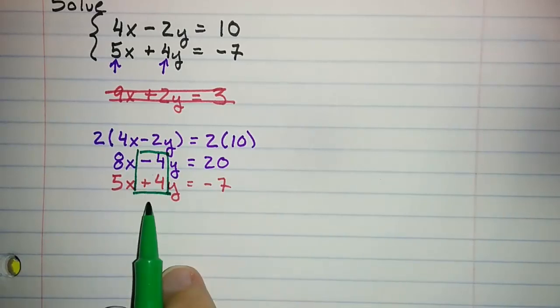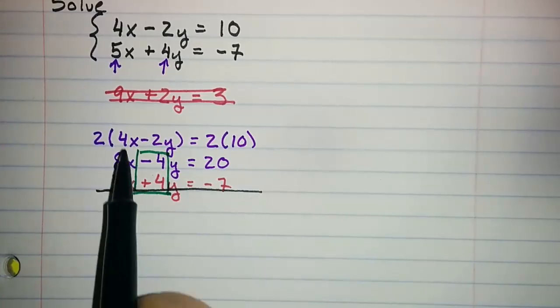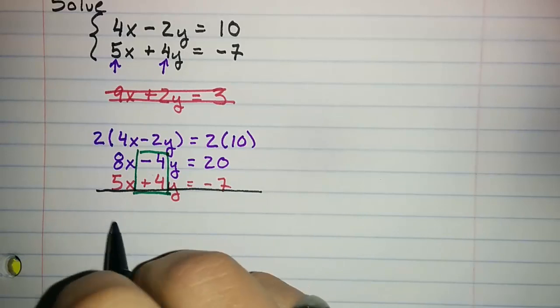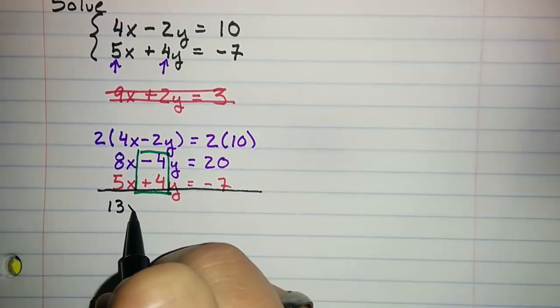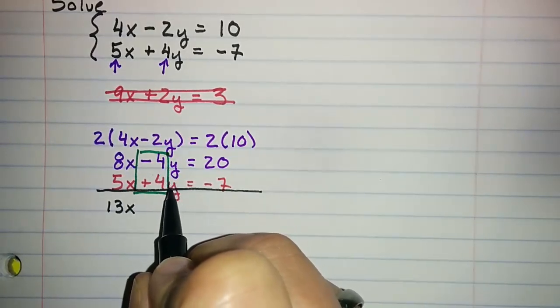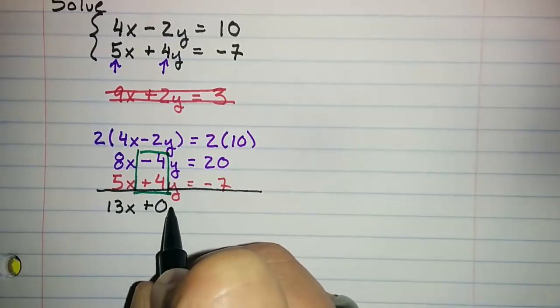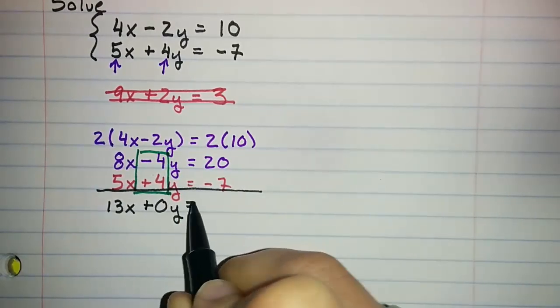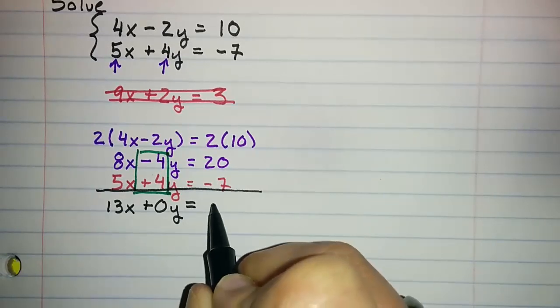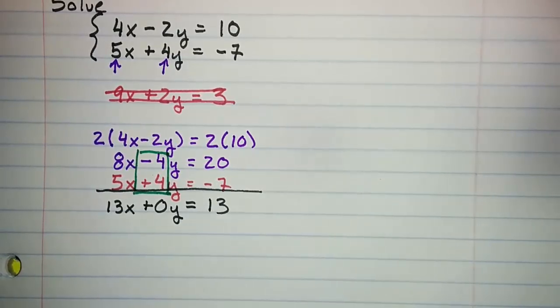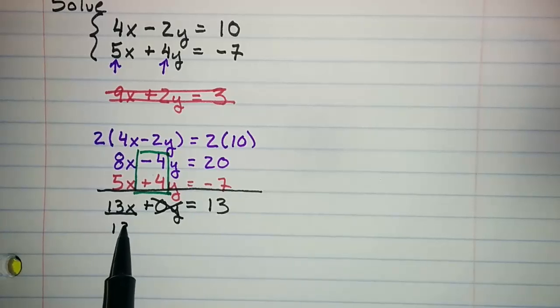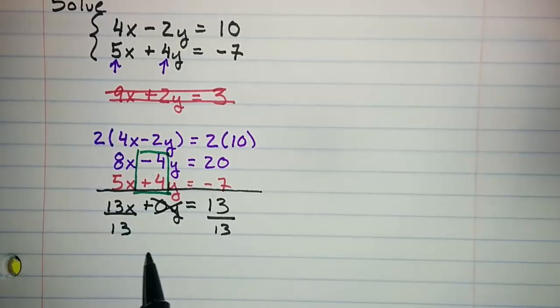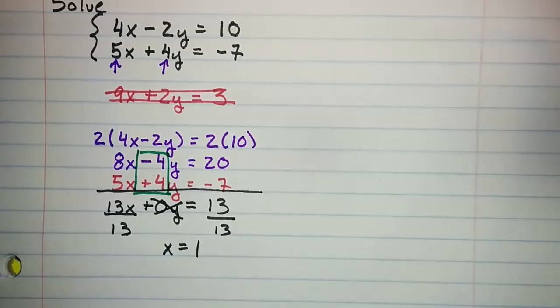They have opposite coefficients, which means that when we add the left-hand sides together, we'll get 8x plus 5x is 13x. Negative 4y plus 4y will be 0y equals 20 plus negative 7 is 13. So the y was eliminated. We divide both sides by 13, and we get x equals 1.